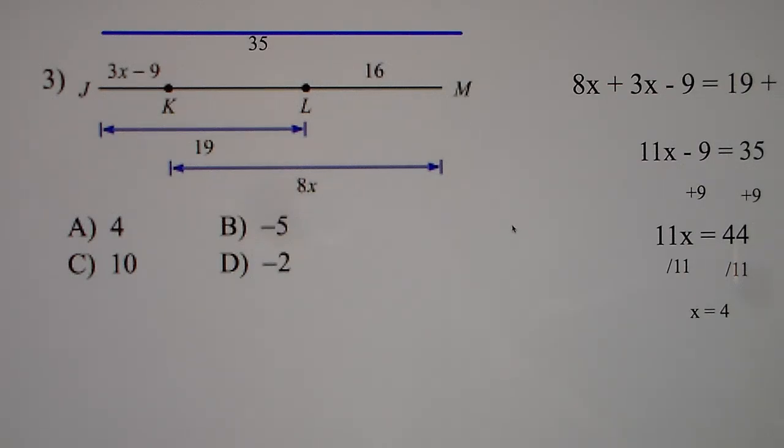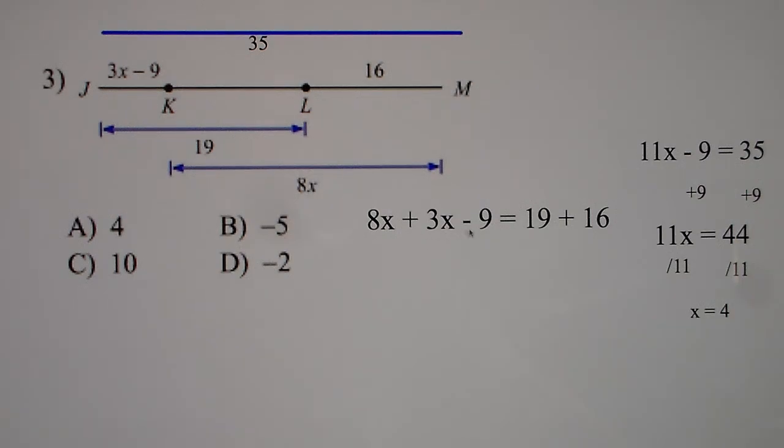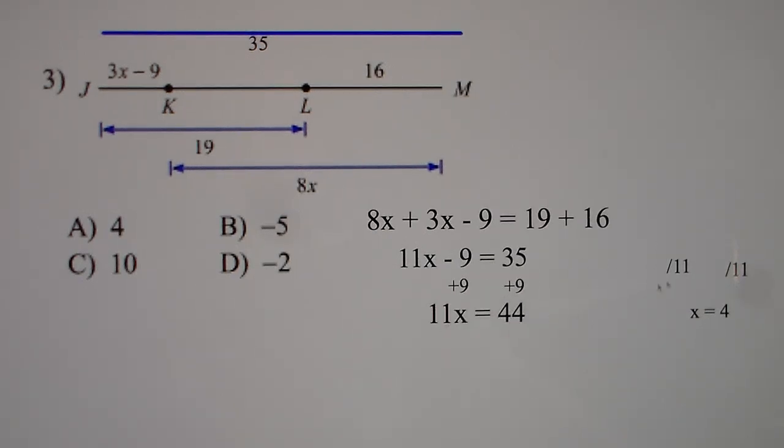So now with that being said, we know 8x plus 3x minus 9, these two pieces added together is going to equal the big piece. So 8x plus 3x minus 9 is equal to 19 plus 16, which we already determined was 35. 8x plus 3x gets you 11x. Minus 9, we continue our inverse operations, which you don't need me to explain. We get x equals 4.